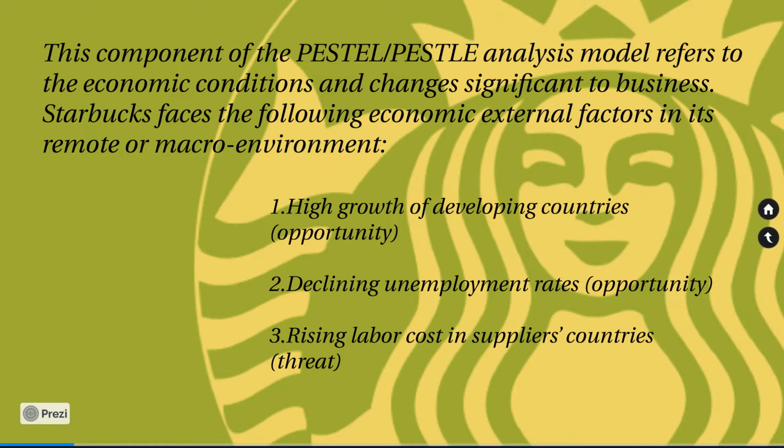This component of the PESTLE analysis model refers to the economic conditions and changes significant to business. Starbucks faces the following economic external factors in its remote or macro environment. First is high growth of developing countries, then declining unemployment rate, and rising labor costs in suppliers, making it costlier for Starbucks to produce more coffee for its consumers.